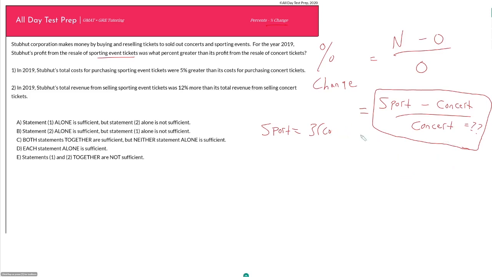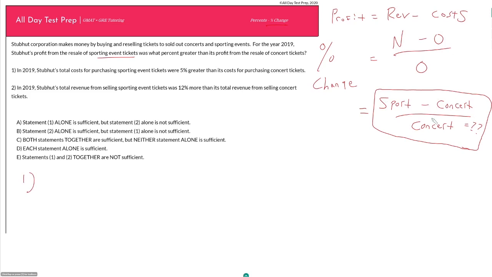Another thing to keep in mind is that when you have a question asking you for profit, a lot of times you have to break profit up into its components. This is really the only business formula I would say you have to know for the GMAT, and that is profit is equal to revenue minus costs. Now, I'm not going to do that here. I'm just going to leave this like it is for now, because there is no reason for me to break profit up into its components until they indicate that that is what they want you to do. So for now, I'm just looking for my sporting profits minus my concert profits, all over concert profits.